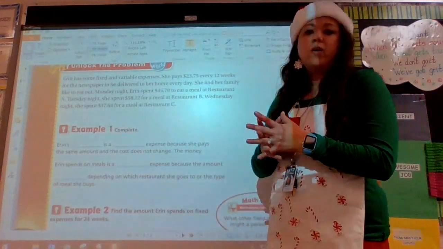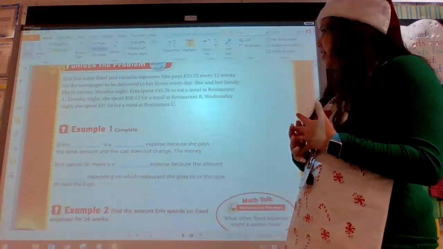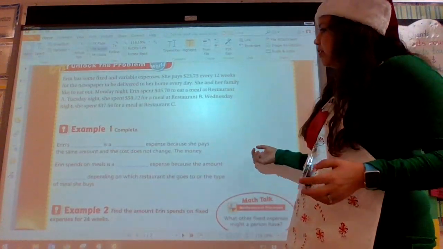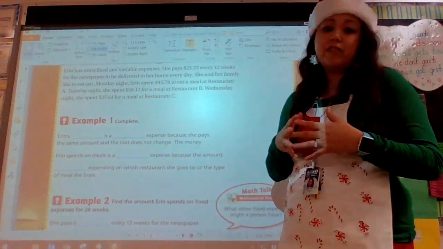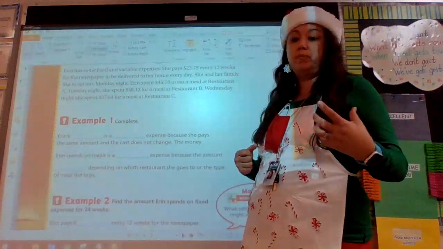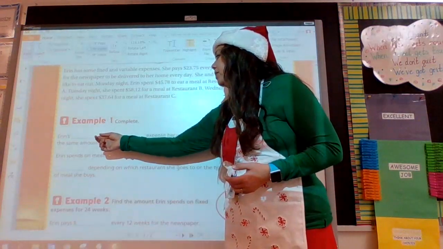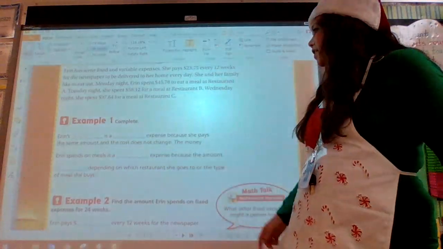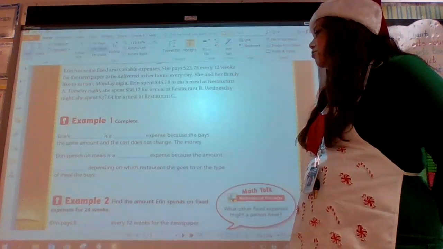Okay, so now we're going to break this down, and I say, what's the question asking us? We're going to look down here, and this is going to help us figure out what it wants from us. We're going to try to figure out which of these expenses are fixed, which are variable, and how much she's paying within them. Erin's blank is a blank expense because she pays the same amount and the cost does not change.